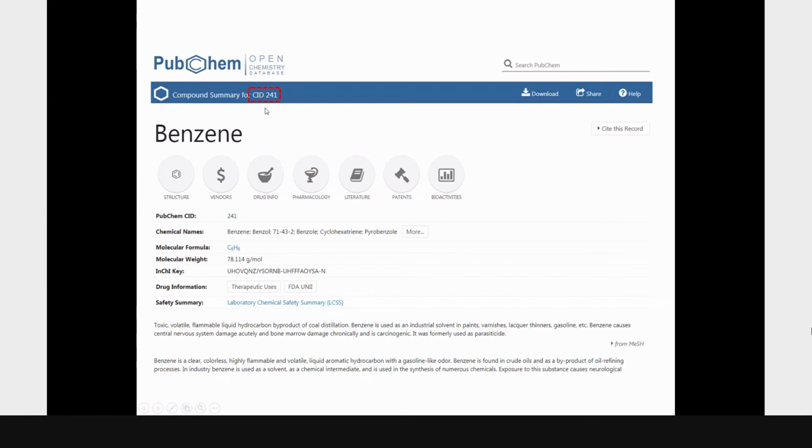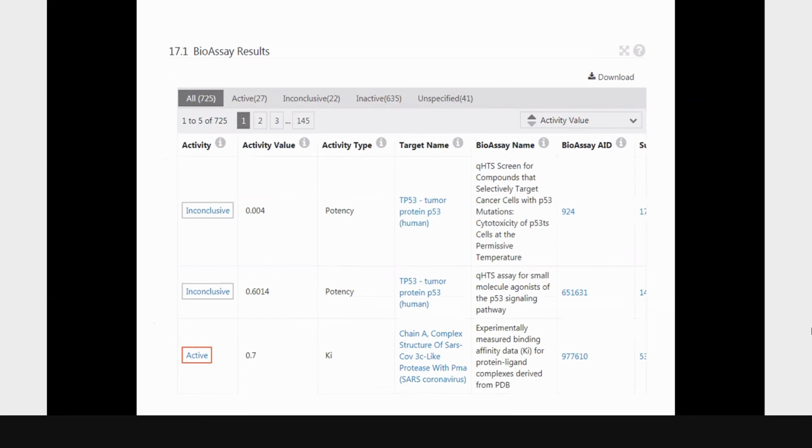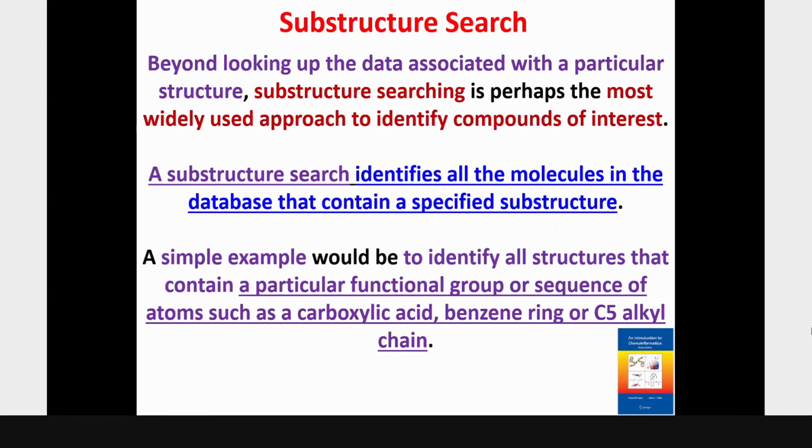When you have a huge database, you don't want to waste time analyzing all the characters, so by simple numerical digits the searches are made much easier. All the different details you can get by simply using this structure search. Now, what exactly is substructure search?